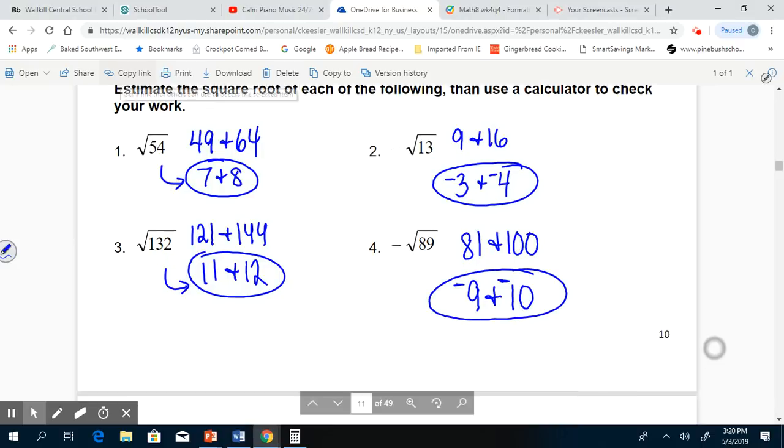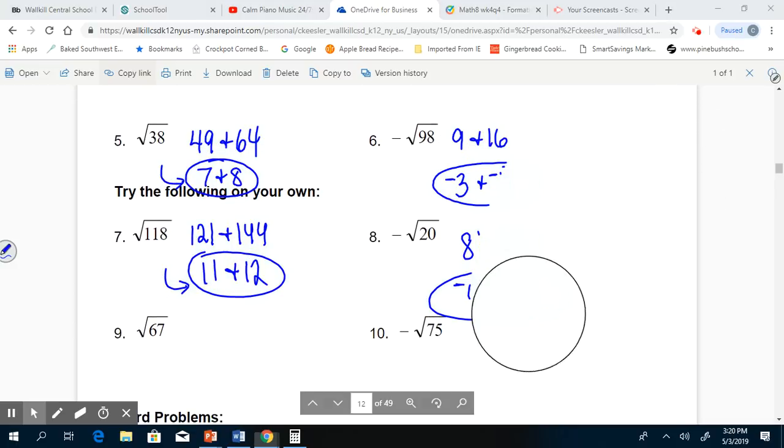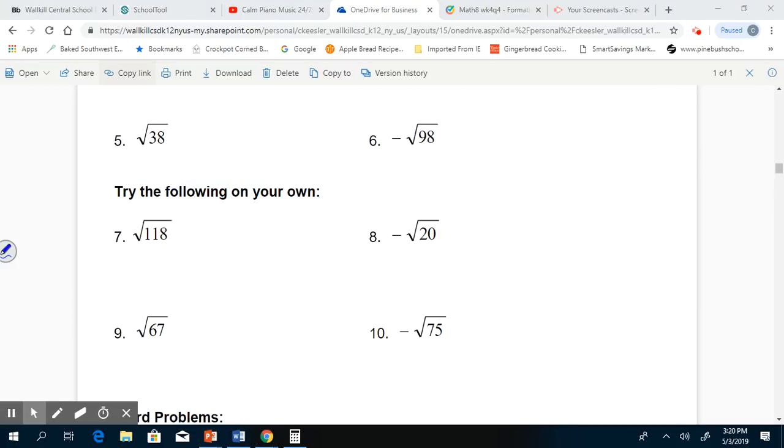All right, I'm going to do 2 more with you. Numbers 5 and 6. So for number 5, we have the square root of 38. And from our list on the opposite side, square root of 38 is between 36 and 49. The square root of 36 is 6, and the square root of 49 is 7. So 38's square root is going to be between 6 and 7.